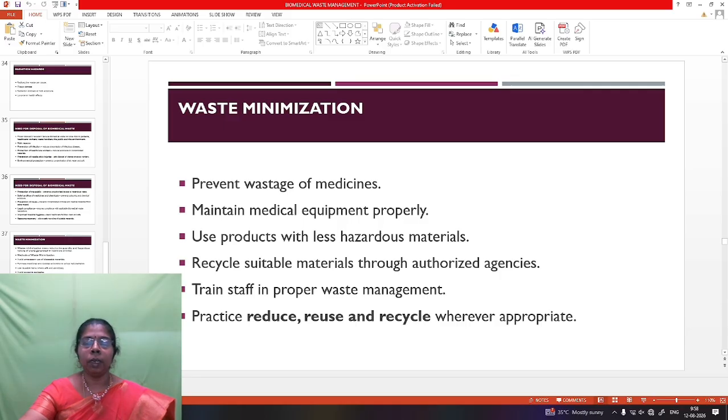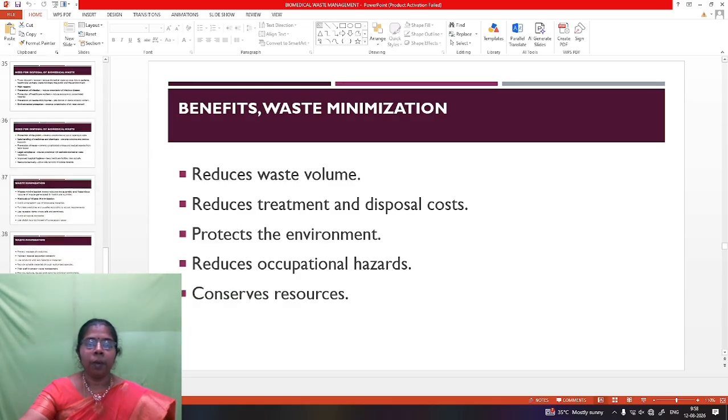Recycle suitable materials through authorized agencies. Train staff in proper waste management. Practice the triple R cycle, that is reduce, reuse and recycle wherever appropriate. So this is about waste minimization. And what are the benefits of waste minimization? It reduces waste volume, reduces treatment and disposal cost, protects the environment, reduces occupational hazards and conserves resources.